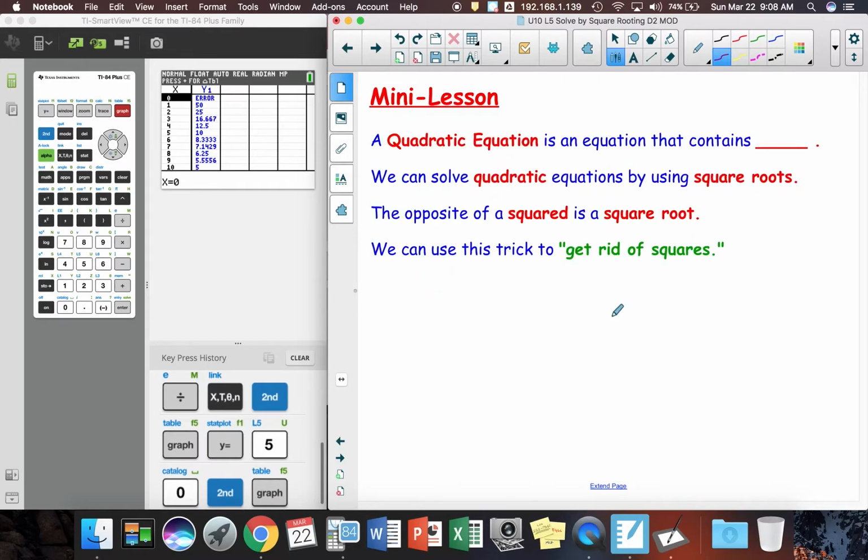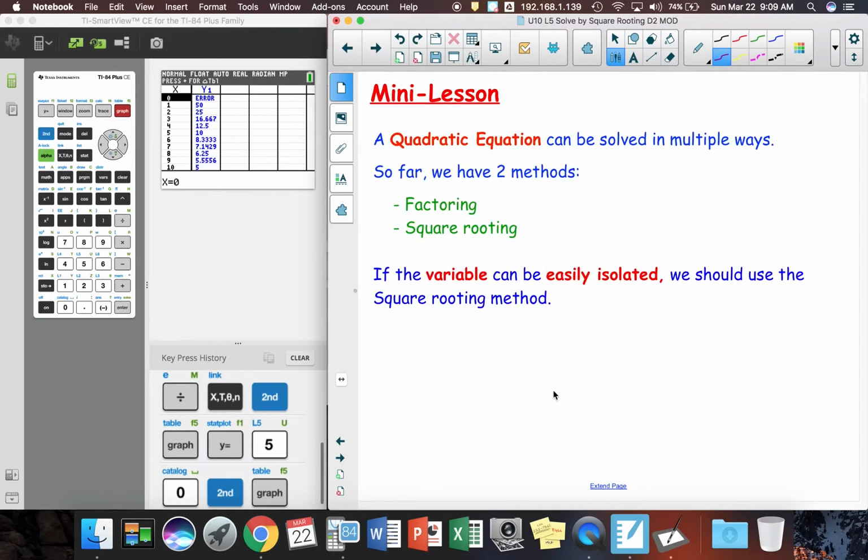Now, a quadratic is an equation that contains x squared, as we've done from before. So, I'm going to fill that in here, x squared. And we can solve quadratic equations by square rooting. Now, this method is pretty easy, and it's a helpful one when you have a problem set up in a correct way. So, the opposite of square is square roots, and we can use this trick to get rid of squares.